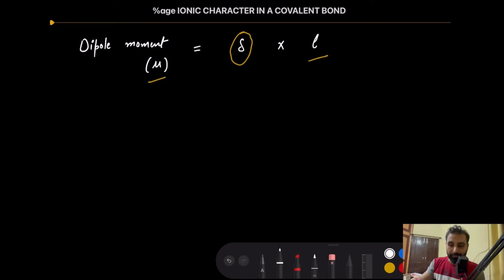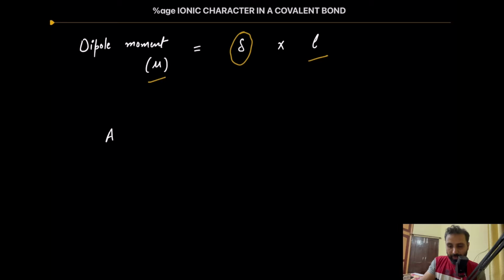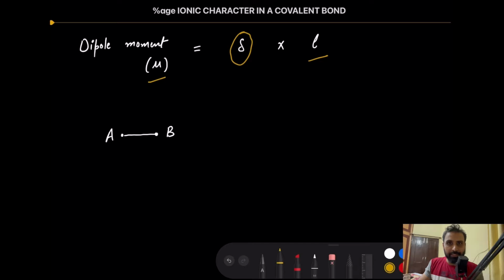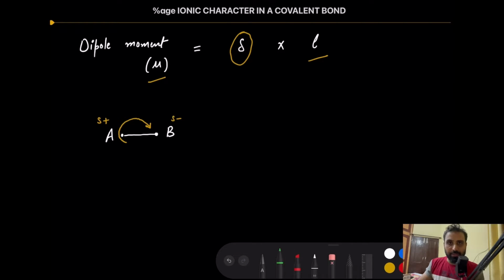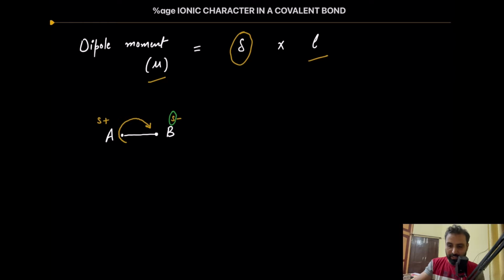So, let me take an example. I am having A which is bonded with B with a single bond. Now, let's assume B has higher electronegativity than A. So that means B is going to attract the shared pair of electrons towards itself, thereby B will acquire a delta negative charge and A will acquire a delta positive charge. And here we are concerned only with these delta charges, not with their sign. We are concerned with the magnitude of this delta charge.